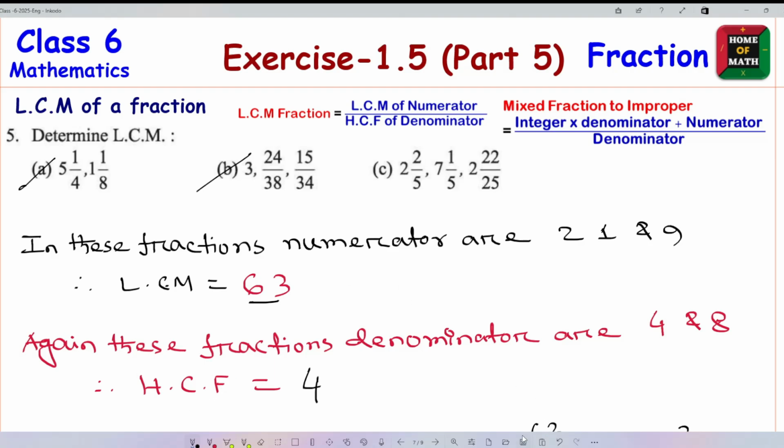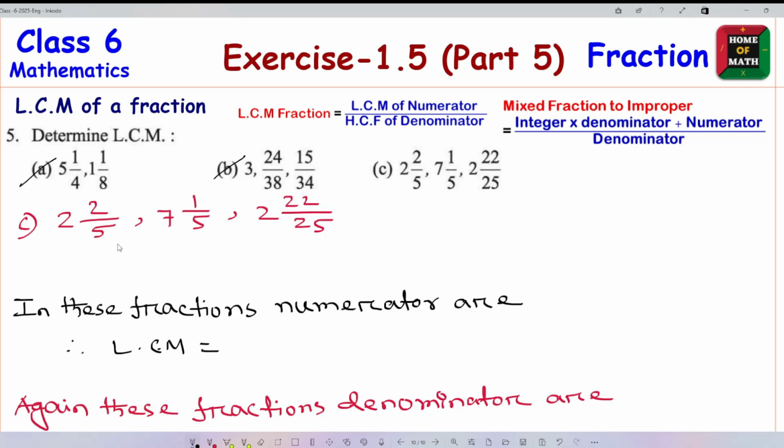Okay, now number C. Here are 3 fractions, 2 2 by 5, 7 1 by 5, and 2 22 by 25. Everything is a mixed fraction. So first we have to convert to improper fractions. So 2 2 by 5, it means 5 times 2 is 10, 10 plus 2 is 12. So 12 divided by 5. Here 5 times 7 is 35, 35 plus 1 is 36, divided by 5. And 25 times 2 is 50, 50 plus 22 is 72, divided by 25.